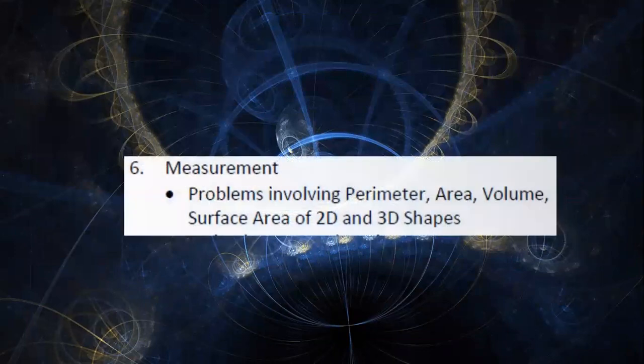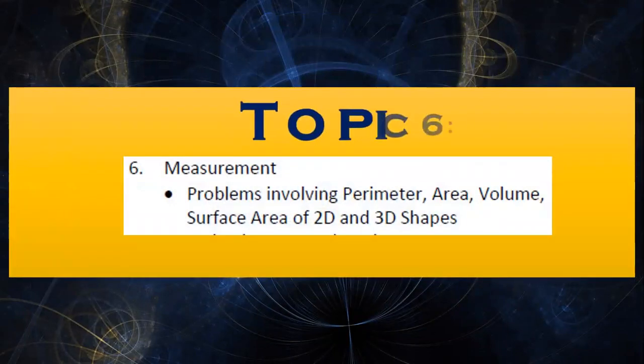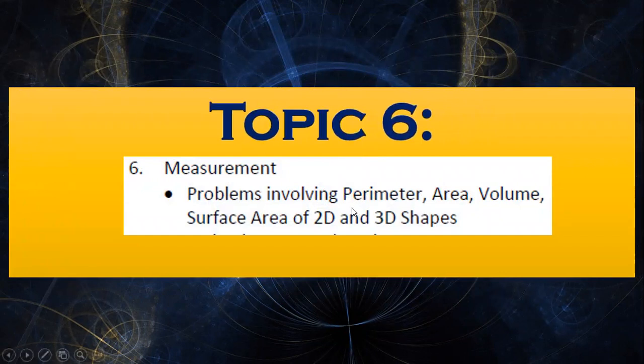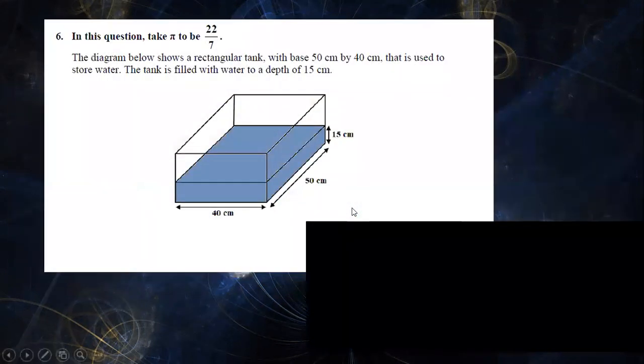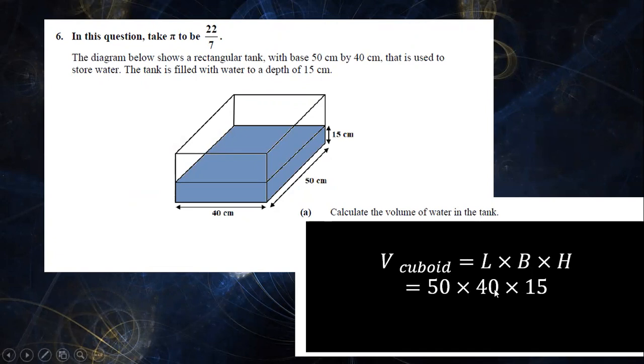Let's get on to our other topic, which is measurement problem, right? And all the subtopics there. So let's look at this question here. It says the diagram below shows a rectangular tank with base 50 centimeters by 40 centimeters that is used to store water. The tank is filled with water to a depth of 15 centimeters. Calculate the volume of water in the tank. The volume of a cuboid is going to be length by breadth by height, which is 50 by 40 by 15, which gives me 30,000 cm cubed. That's the volume of the tank. Pretty much straightforward. Any questions there?